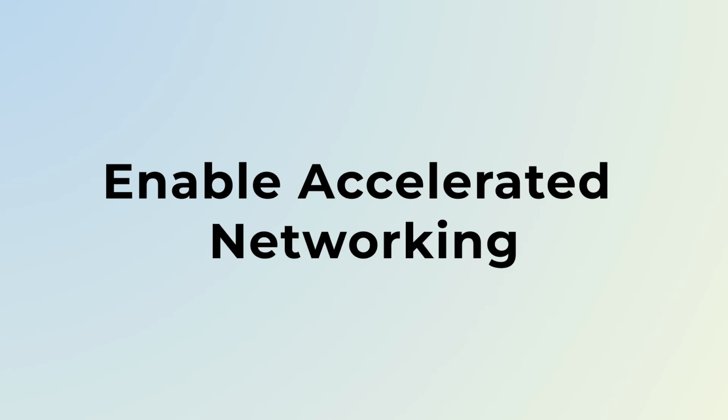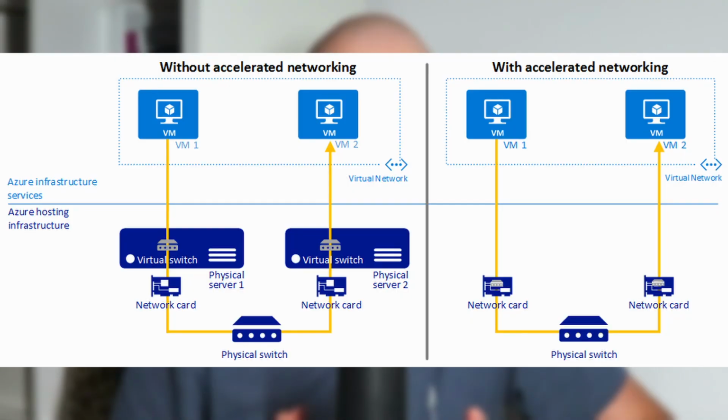And best practice number 5, enable accelerated networking for your Windows workloads. Without it, all traffic goes through the host and the virtual switch, which adds latency and eats up CPU. With accelerated networking, packets go straight to the VM, so no detour, no overhead. You get lower latency, higher throughput, less jitter, and reduced CPU usage. It's a simple setting, but it makes a huge difference in performance.